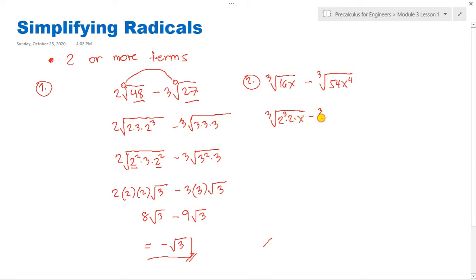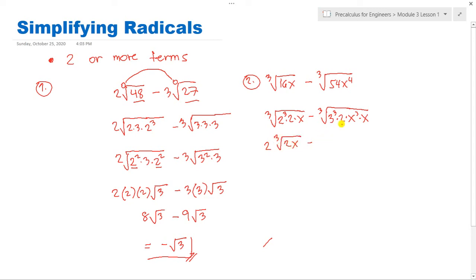Then for 54, we have 3 cubed, because 3 cubed is 27, then 27 times 2 is 54. So we have 3 cubed times 2. Then how about our x to the fourth? You can simply write this as x cubed times x. Then extract the numbers whose exponent is the same as the index of the radical. So we extract the 2. What's left is cube root of 2x.